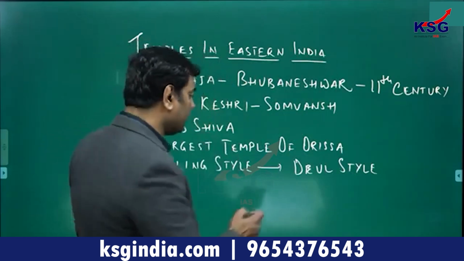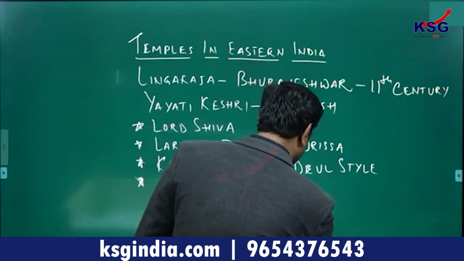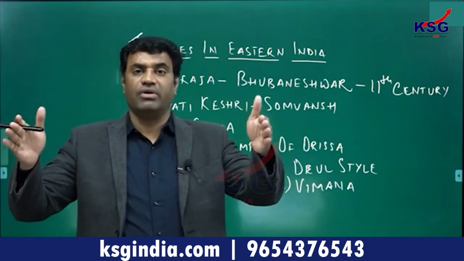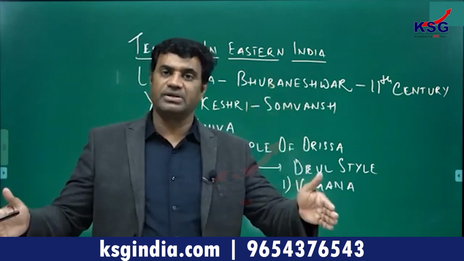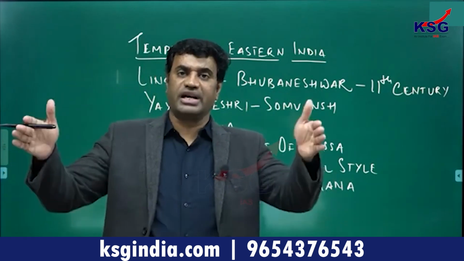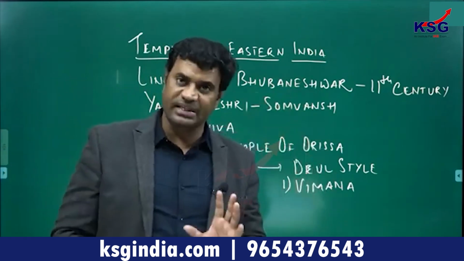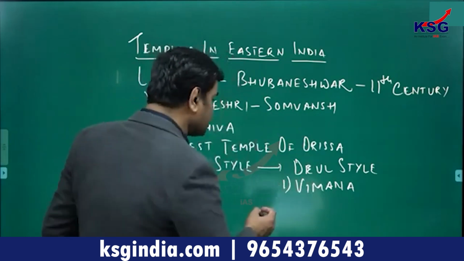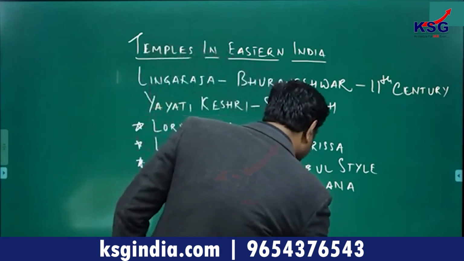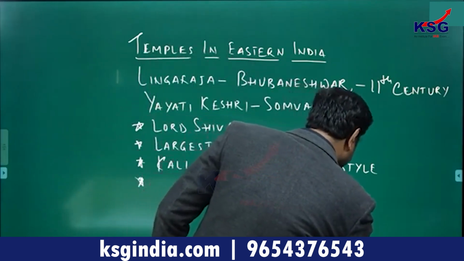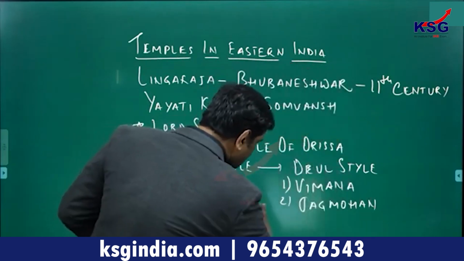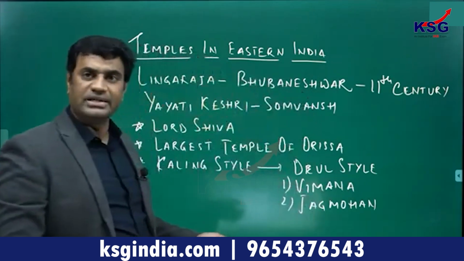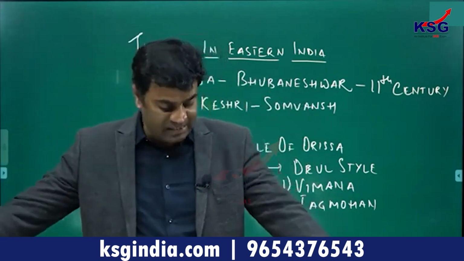These 4 components of the Deval style: the first is the Viman, a structure constructed over the Garbhagriha. Sometimes in Kaling style, we call this Shikhar as Viman also. Then we have a large assembly hall, which is typical of the Kaling style and is known as Jagmohan.